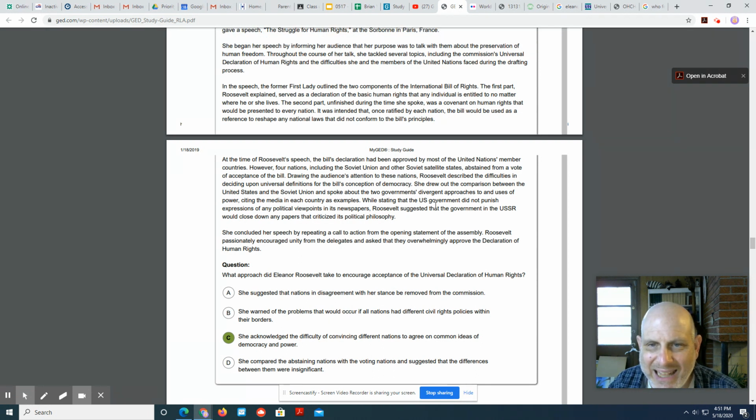While stating that the U.S. government did not punish expressions of any political viewpoints in newspapers, Roosevelt suggested that the government in the USSR, that's basically the Soviet Union, would close down any papers that criticized its political philosophy. She spoke in front of the United Nations in 1948. In the United States, people could get on television or go in the newspaper and express any political viewpoint. I love the president. I don't like the president. He's the best. He's the worst, or whatever about any political group.